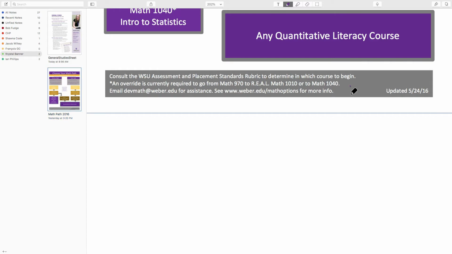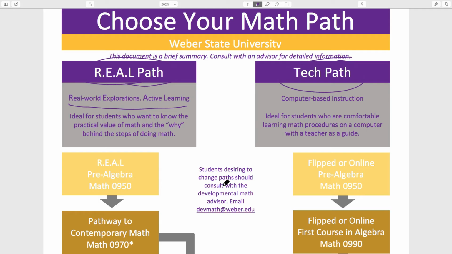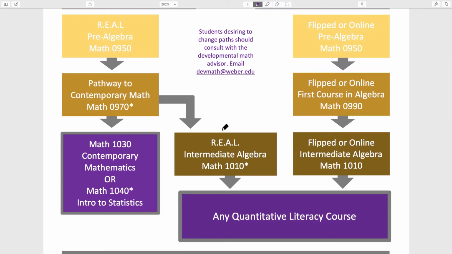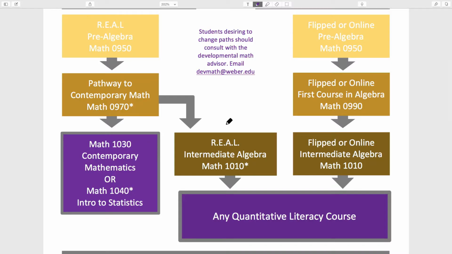It truly is up to you to determine which type of math path would be best suited for your learning style. There are 2 pathways through math, the real path and the tech path. REAL stands for Real World Explorations Active Learning. In courses on the real path, students explore real-world situations with which they are already familiar while using the math needed to solve problems. For example, equivalent fractions are introduced using giant submarine sandwiches cut into pieces of various sizes. Students learn how math is used in their own lives.